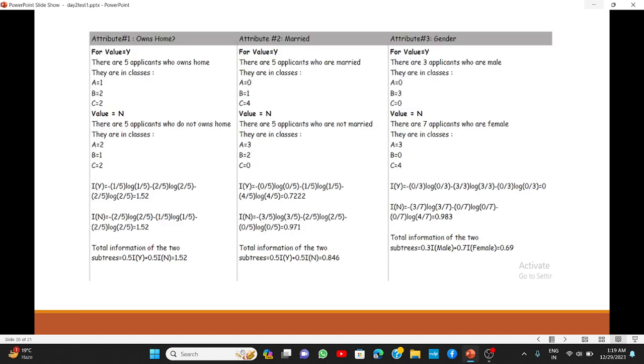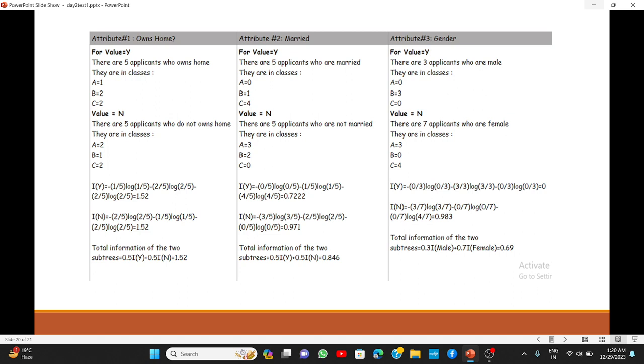Now we are considering owns home as attribute 1. For value Y, there are 5 applicants. Similar to question 4, A has 1, B has 2 and C has also 2. Then we take N. In N there are 5 applicants and the classes: A has 2, B has 1 and C has 2. The information for Y is 1.52 and information for N is 1.52. The total information of the two subtrees is 1.52.